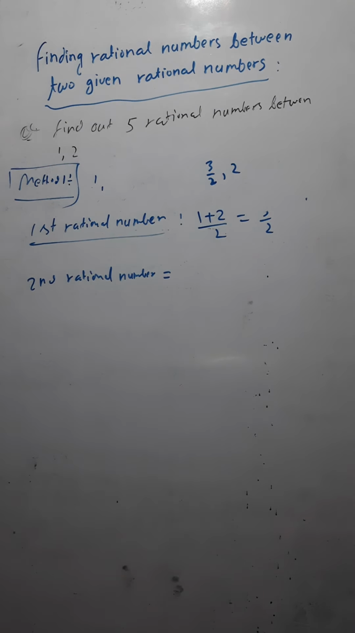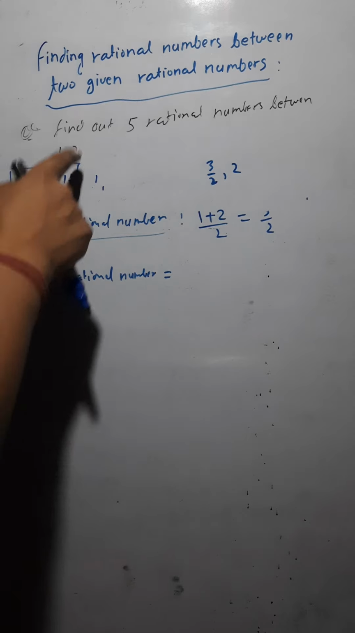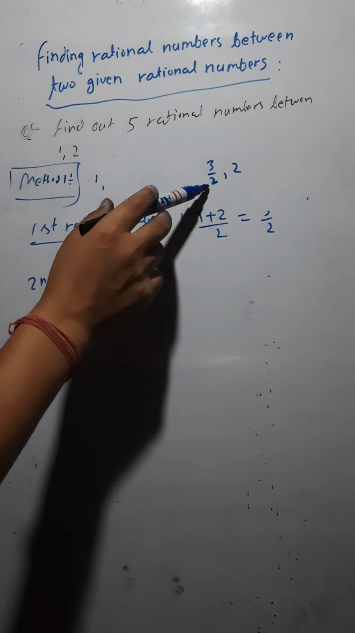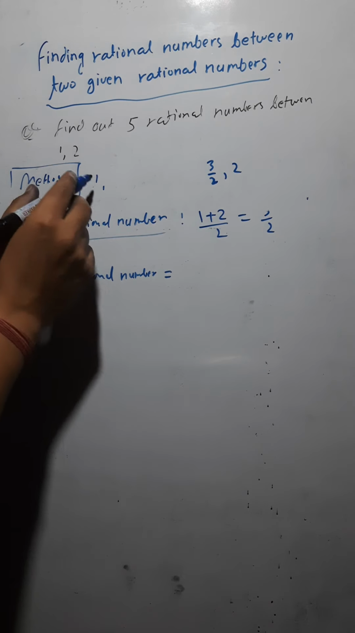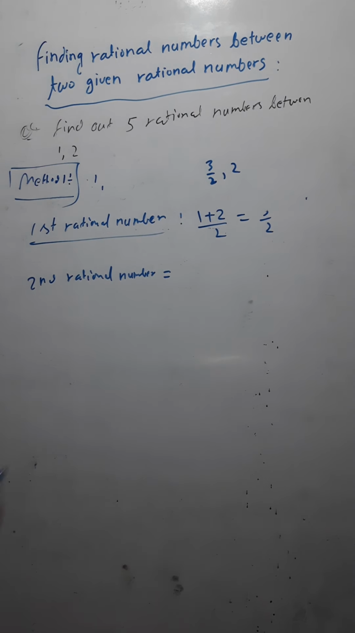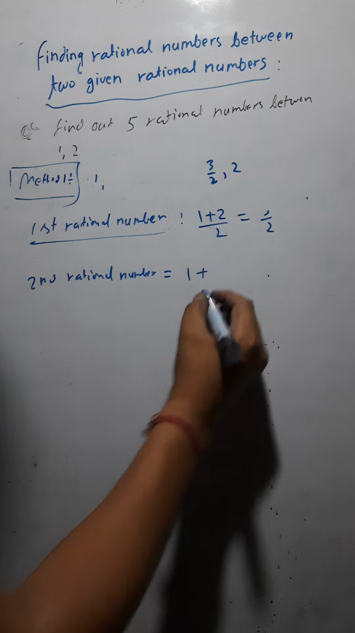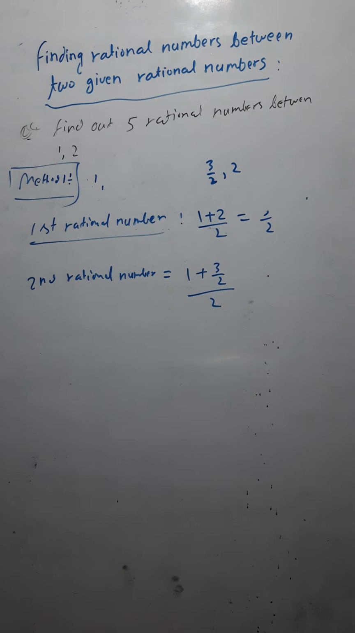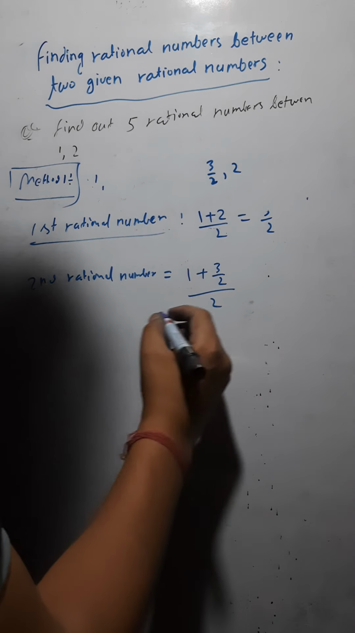Now to find the second rational number between 1 and 2, I would again take the mean of 1 and the next number, that is 3 by 2. So I would add these two and again divide by 2. I would write it like this: 1, the second number is 3 by 2 now. Then take the mean, meaning you again divide by 2. Okay, so how do you solve this?